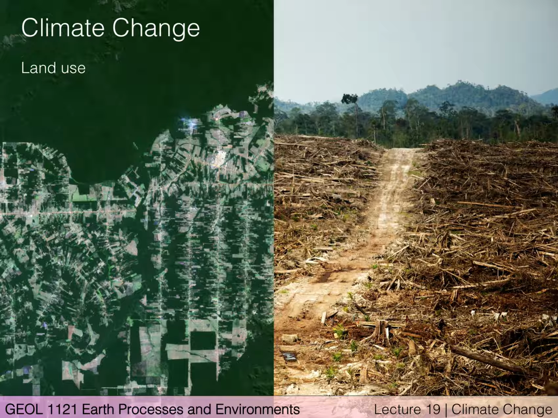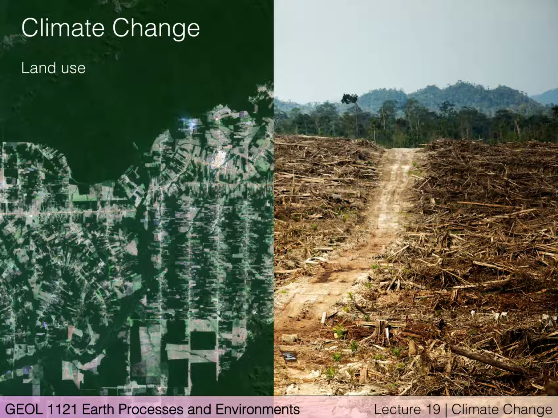Another main factor for our climate is the way humans use land. So this is an anthropogenic factor. Among the many land uses that we do, deforestation and converting a dark green forest into a light brown farmland has profound effects on climate.